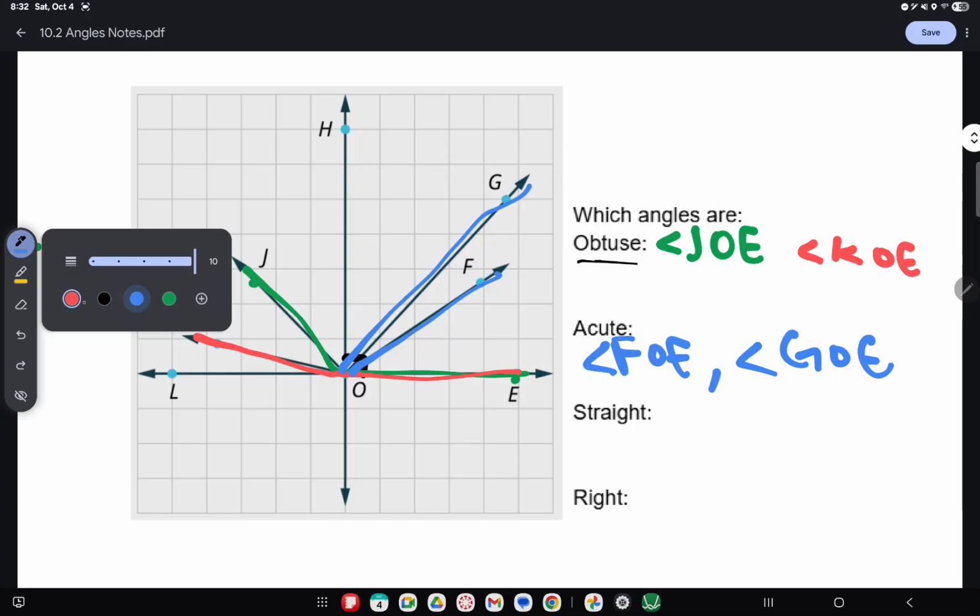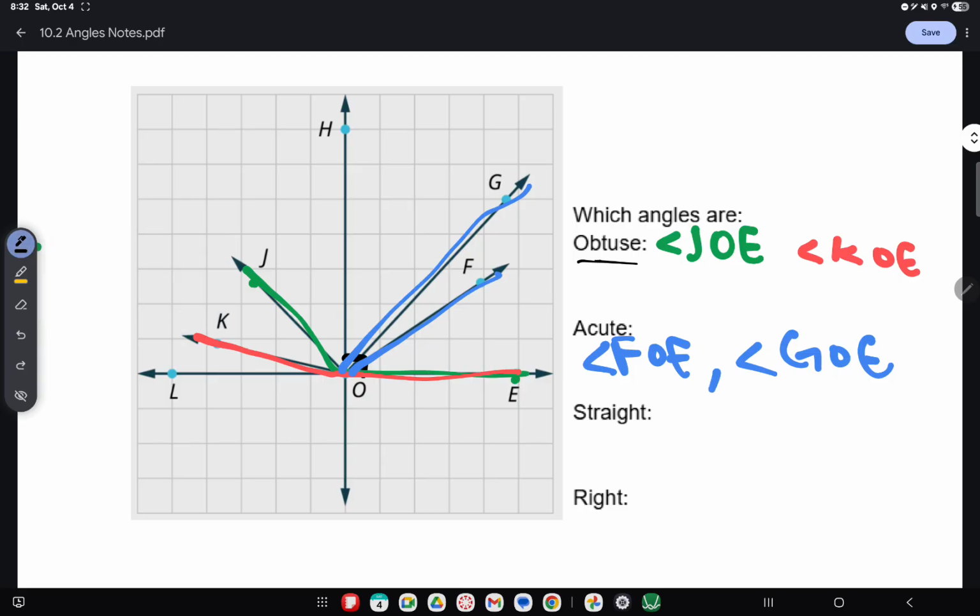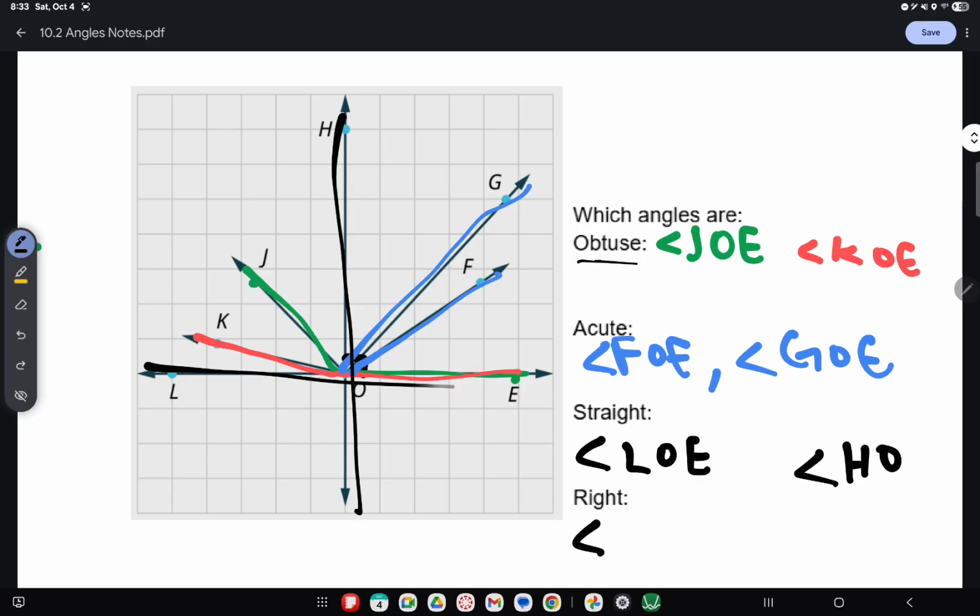All right, a straight angle. These are the ones that are making straight lines. So I could say this horizontal line, L-O-E. I could also call the vertical line a straight one. There's only 2 letters here, but we could use those: H-O. And then some right angles. That's the 2 straight lines. Those form those right angles. So I could use this one.